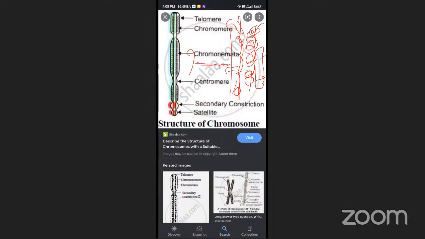Just like jasmine weaving, sir. See, sometimes we weave with the thread. Sometimes we weave with the help of a needle. The thread-like structure we can compare with the chromonema.